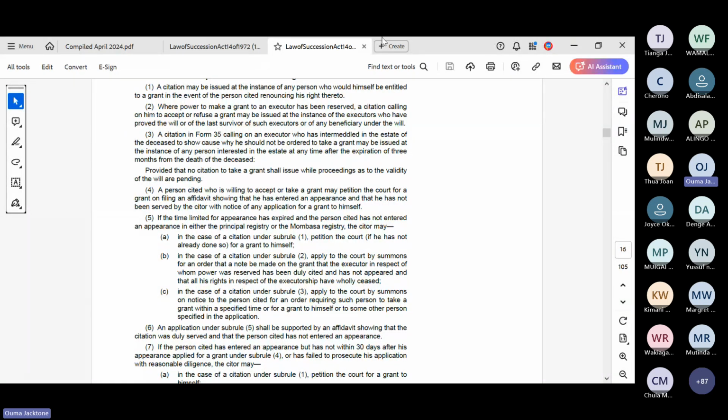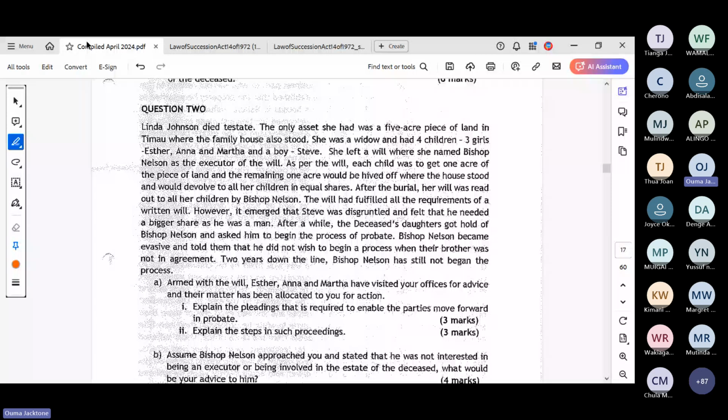So remember, guys, citation is an instance where somebody has refused to take out a grant. For instance, in our case, let's go back. In our case, this person is appointed as the executor of this estate and he has refused to take out a grant. Now, there's a will and he has been named as executor. So the first thing is a citation form together with affidavit. The next thing that you're going to have, remember, this person has refused to take out a grant. So no matter what happens, he will not take a grant.